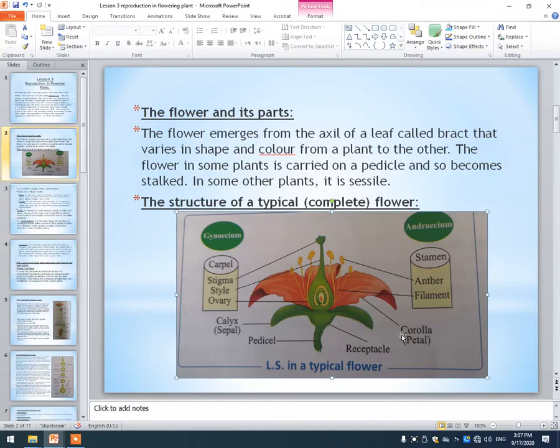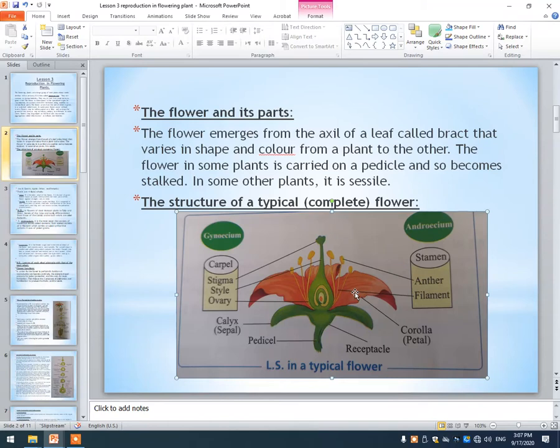We have the first whorl, called the calyx. The calyx is formed of sepals, maybe 3 or 4. The function of the calyx is to protect the flower. After that, we have the inner whorl, called the corolla. The corolla is formed of petals, which have attractive colors to attract bees. Bees come here for pollination, and they also come to get the nectar inside the petals.